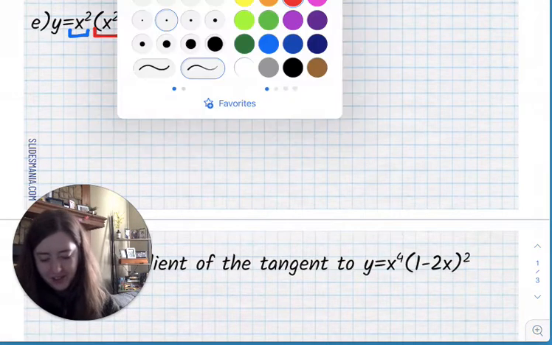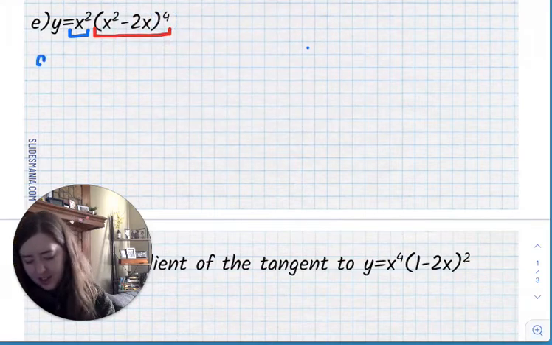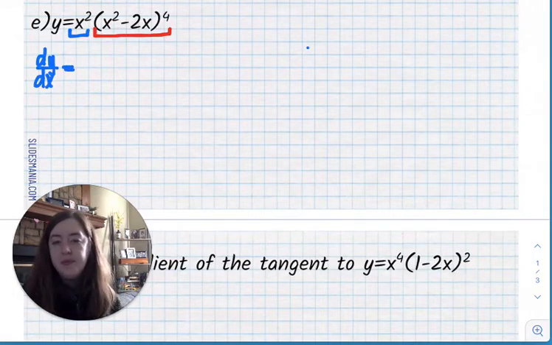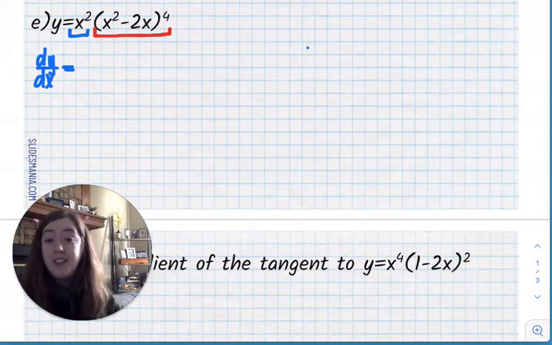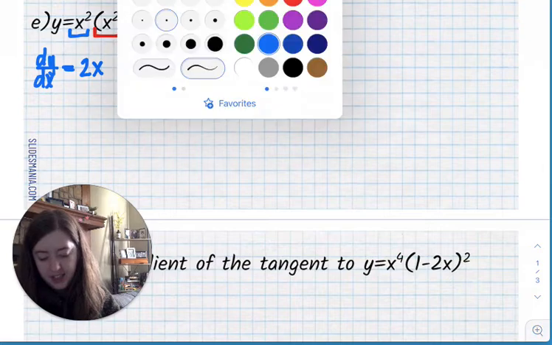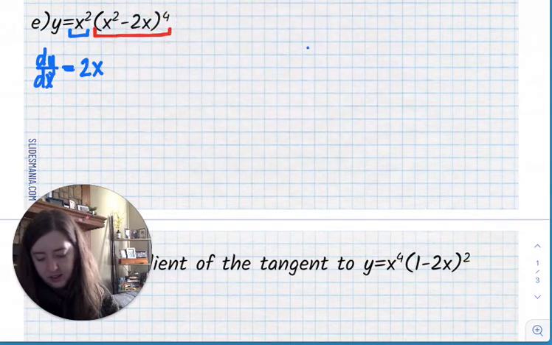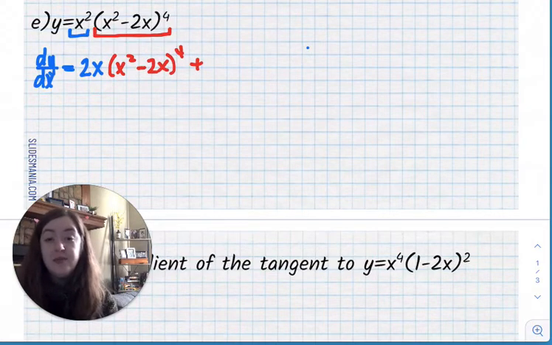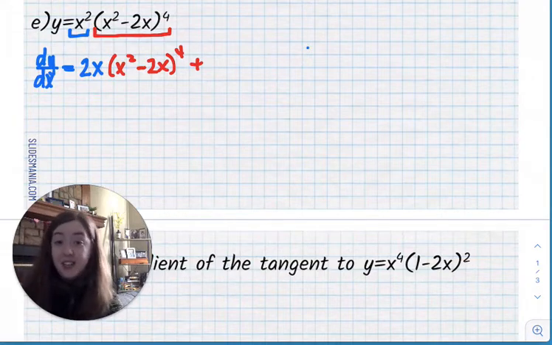So here we go. Derivative of y with respect to x, dy dx. The derivative of the first, the derivative of x squared is 2x, times the second. So this guy won't change. X squared minus 2x to the 4th. Plus the derivative of the second.